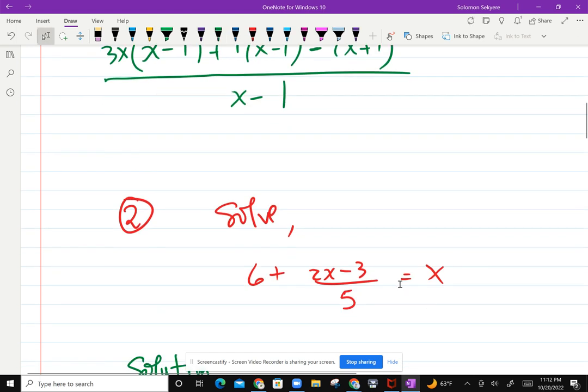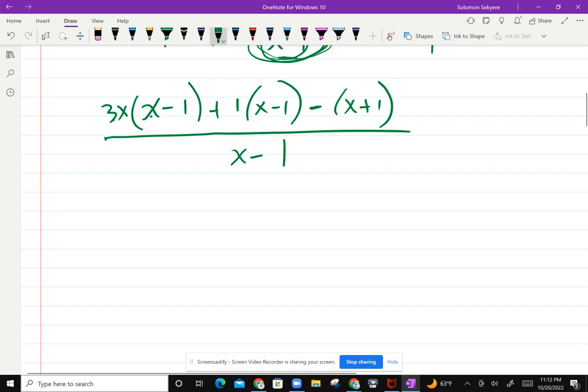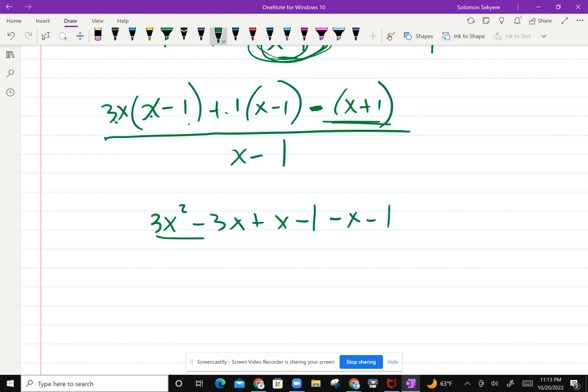See that? I took this and multiplied by every term. Okay, what do you do next? What you do next is you open the parentheses. So 3x times x is 3x squared, minus 3x, plus 1 times x is x. 1 times negative 1 is negative 1. Here's where you have to be careful. The negative sign goes to the parentheses, so it's minus x minus 1 all over x minus 1.